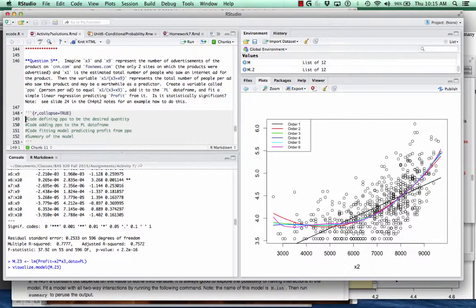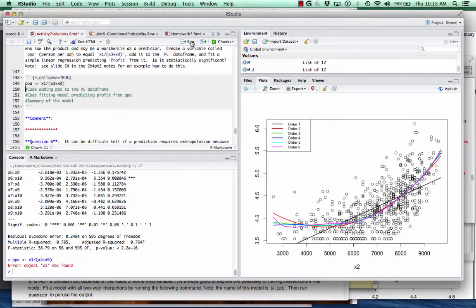So how do we do that? Well, we're going to start out by defining our new variable. We're going to call it PPA, and that is just x1 divided by x3 plus x9. Now, if I just put it like this, it's going to give me an error because it says, hey, I don't know what x1 refers to. And that's because it's living in the PL data frame, so I actually need to refer to that by PL$x1. That extracts the column x1 from the PL data frame, so I'll do that everywhere here.